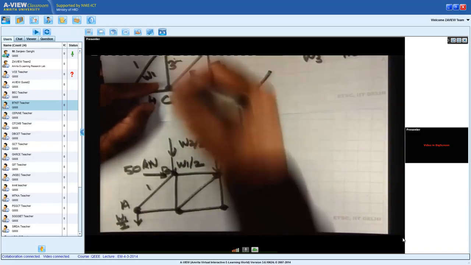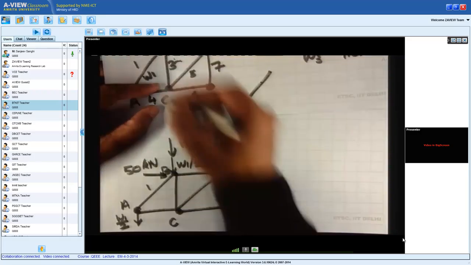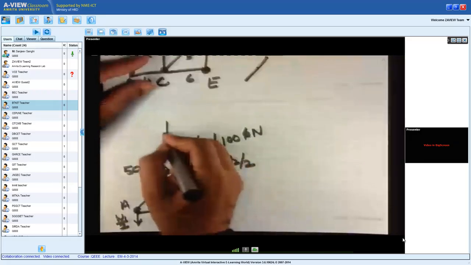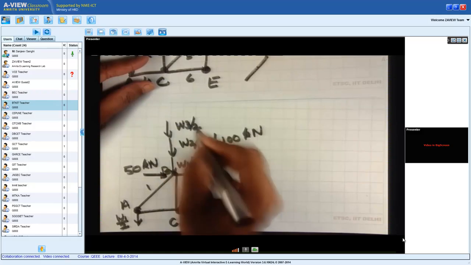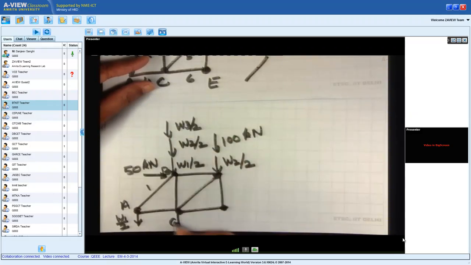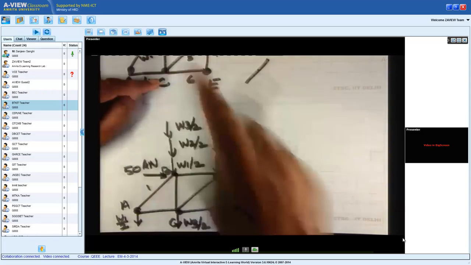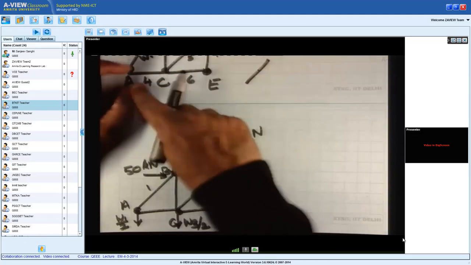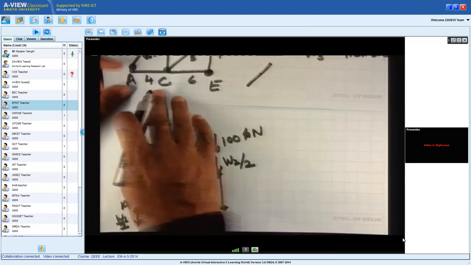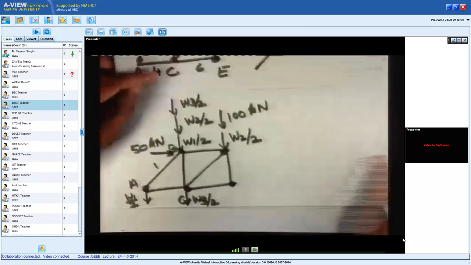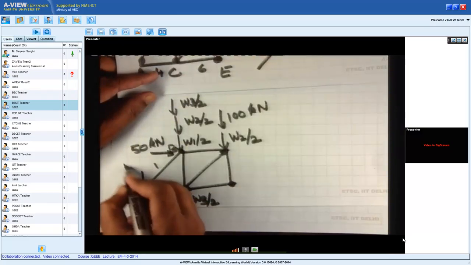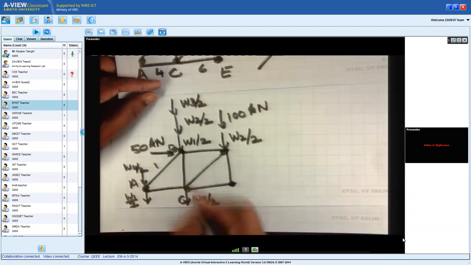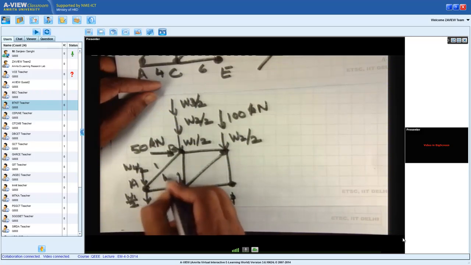Then let me do for BC. For BC what will happen is the weight is W3. So W3 by 2 comes on B and W3 by 2 also will come on C. Then when I go to C, this is number 1, 2, 3, let's go to AC. AC is W4. So therefore what will happen is W4 by 2 will come on A and another W4 by 2 will come on C.